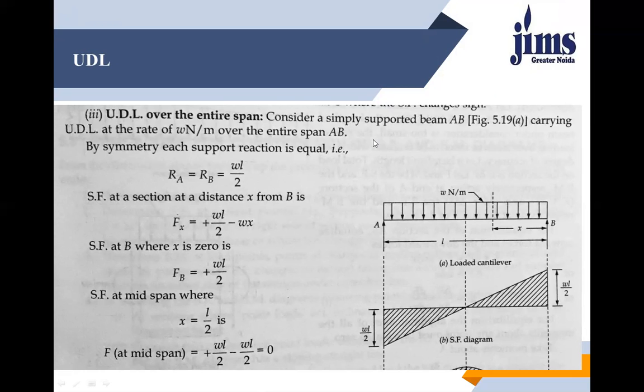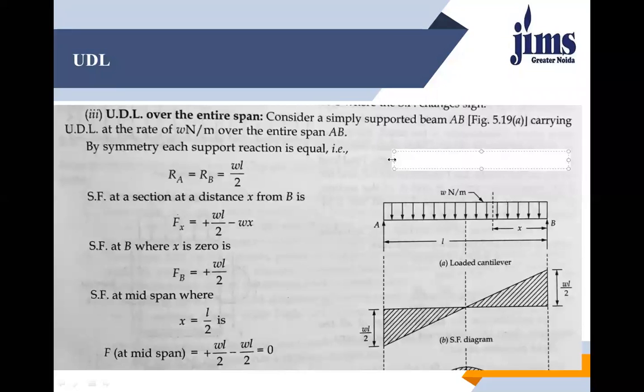If we have unsymmetrical loading, then we have to take moment about A or B. So let's take moment about support A. That is RB into L, in anti-clockwise direction, and then minus W into L.